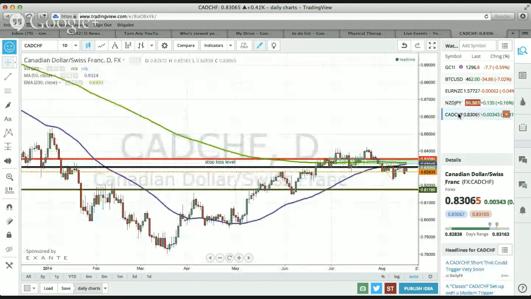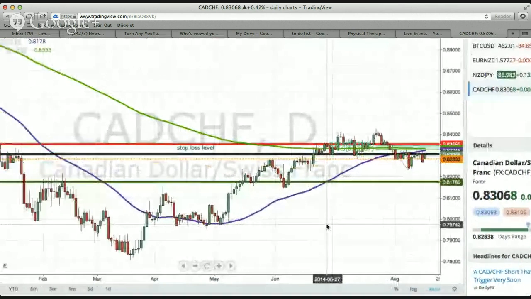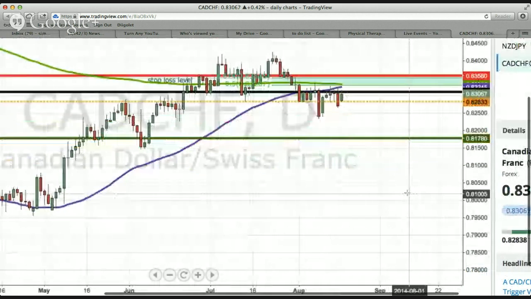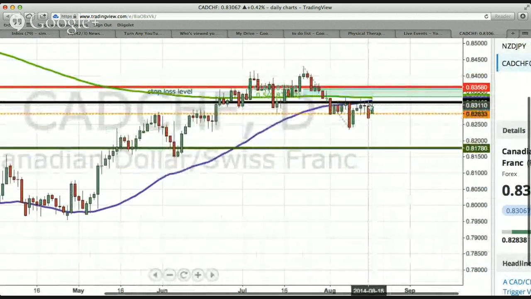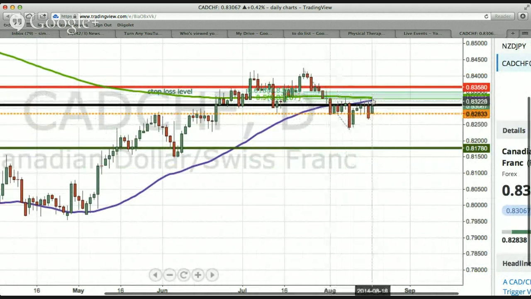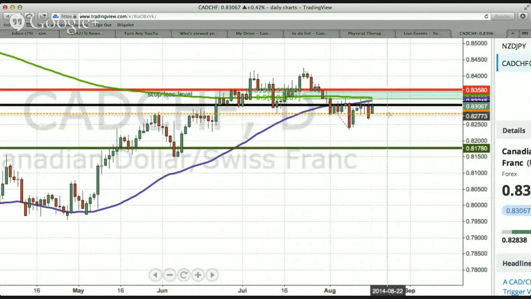Canada Swiss is the third pair I had on today. And this position is slightly in the money. It's a little less, let's zoom in a little bit. There we go. You can see it's in the money, not by much. But my stop is at, so this one has also not been de-risked. There's a chance to de-risk it.